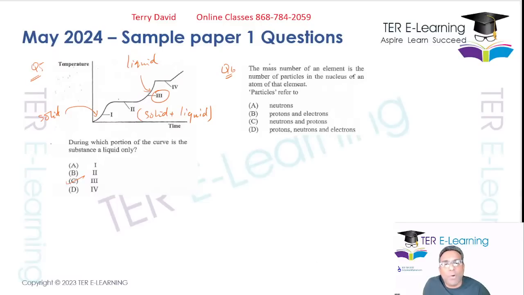They're talking about mass number. Mass number is simply the number of protons and neutrons in the nucleus of an atom. So we're looking at protons and neutrons, so the answer is C. Yep, I agree with that. So that's question 6.